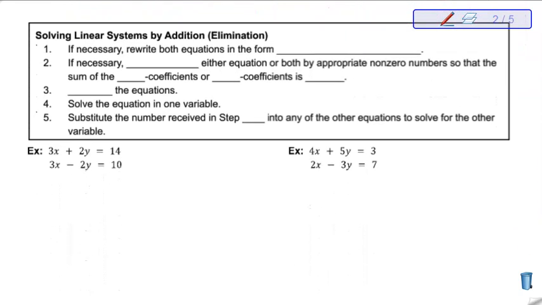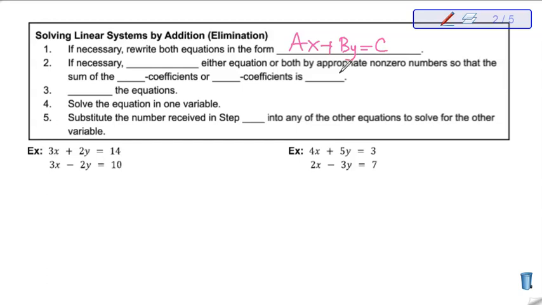All right, our next one is solving systems by addition method or the adding method, and it's also called the elimination method. So, if necessary, rewrite both equations in standard form, ax plus by equals c. Now, you don't have to methodically do that every single time. As long as your x's, your y's, and your numbers, and also your equals are lined up, then you are good to go.